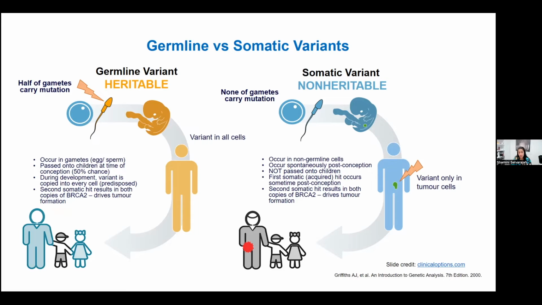Now, on your right-hand side, we talk about somatic variants. These variants are not heritable. They occur in all the non-germline cells, so anywhere, such as the prostate. They occur spontaneously post-conception, and because they're not occurring in the gametes, they're not passed on to children. The first somatic hit occurs sometime post-conception, and then you get a second hit as well, knocking out both copies. So the difference between germline and somatic variants in BRCA is that with germline, the first hit is happening at conception, whereas in the somatic scenario, the first hit happens sometime later, after birth.